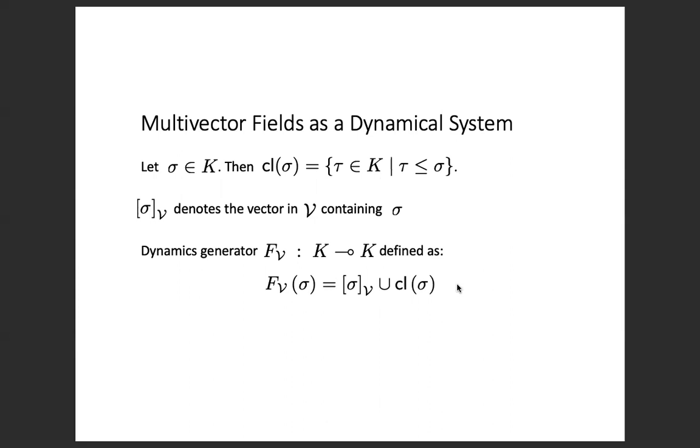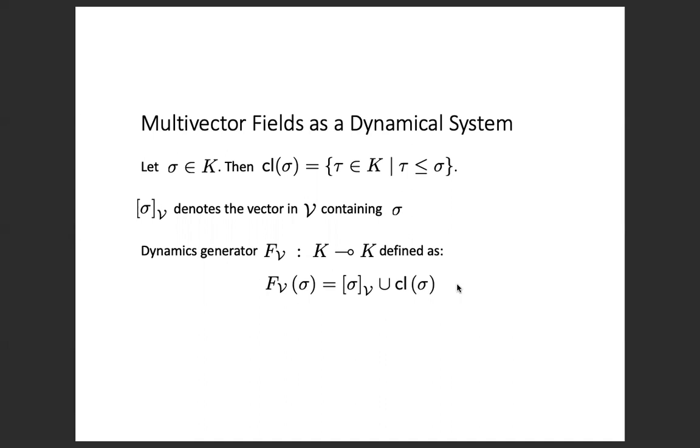Multi-vector fields on their own are not dynamical systems, so we have to introduce this dynamics generator, as I call it. I believe in the tutorial we use pi, but here I use f. If sigma is in K, then the closure of sigma is just sigma together with its faces. So the closure of a triangle is the triangle, 3 edges and 3 vertices. And we use this bracket notation to denote the unique multi-vector in the multi-vector field that contains sigma. Remember, a multi-vector field partitions a simplicial complex, so there's always exactly one multi-vector that contains a simplex, and this notation denotes that multi-vector.